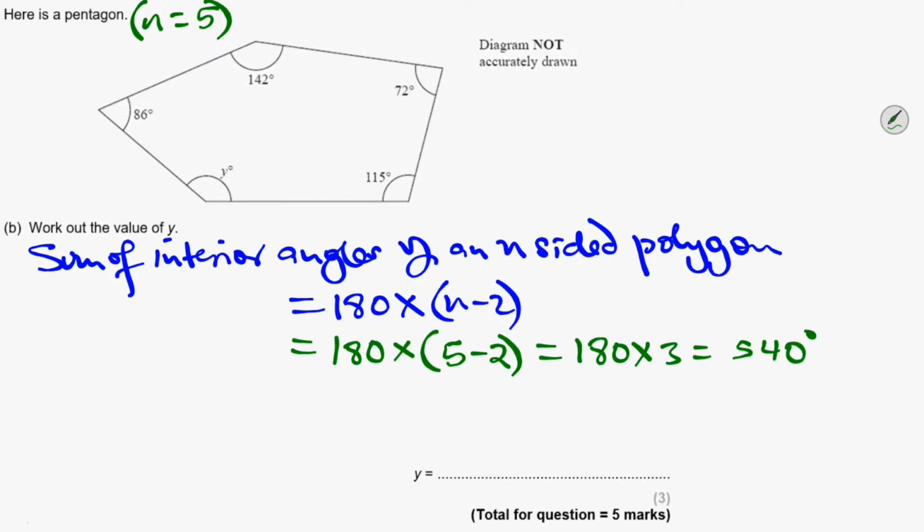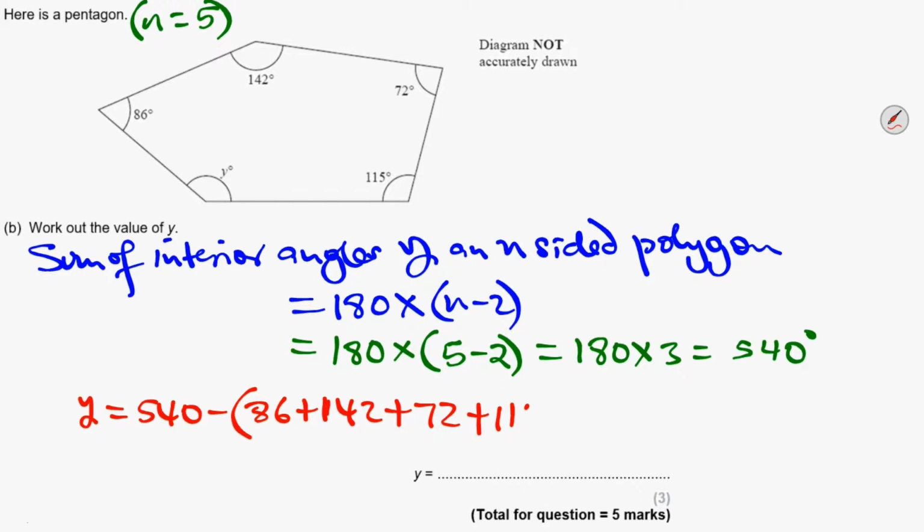So to find y, we just need to subtract all these angles from 540, which means y will be equal to 540 minus the sum of all these angles. So 86 plus 142 plus 72 plus 115. And we end up with 125 degrees.